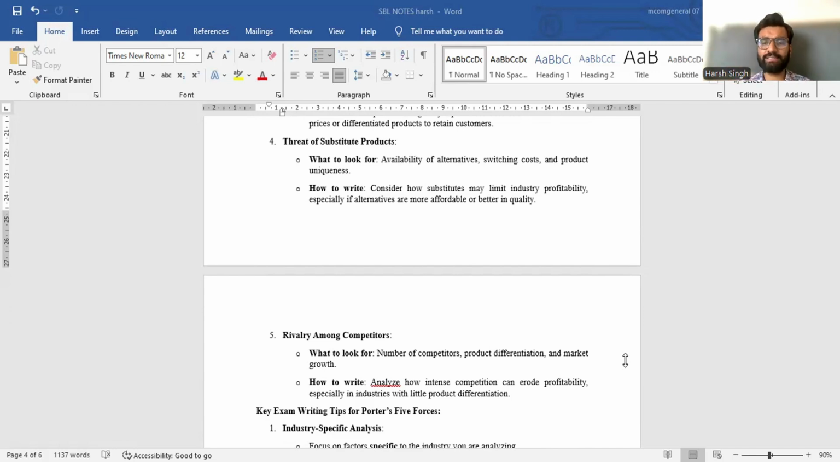How will you be writing this answer? Analyze how intense the competition is and how intense competition can erode your profitability, especially in an industry with little product differentiation, where all the products are almost the same. Tire industry: be it MRF, be it Apollo, be it Ceat, all of the tires are very similar only. Correct? So there is a very low level of product differentiation. I hope you are getting my point, everyone.